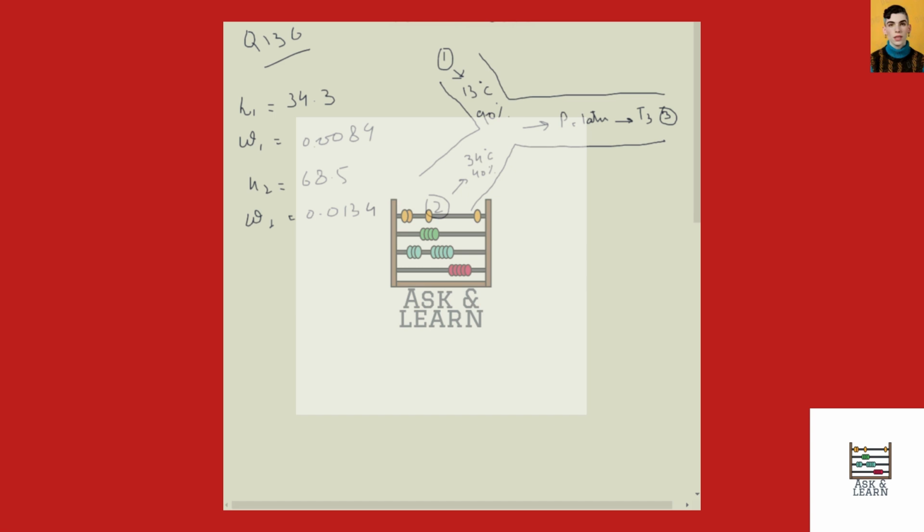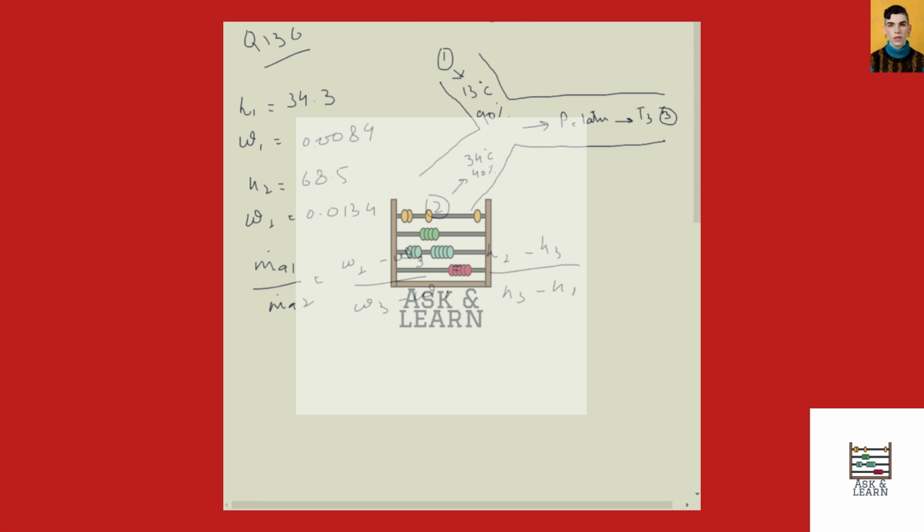The ratio of dry air mass flow rate of the conditioned air to the outside air can be determined from m dot a1 over m dot a2 is equal to (W2 minus W3) over (W3 minus W1). Similarly, the enthalpy relation (h2 minus h3) over (h3 minus h1).